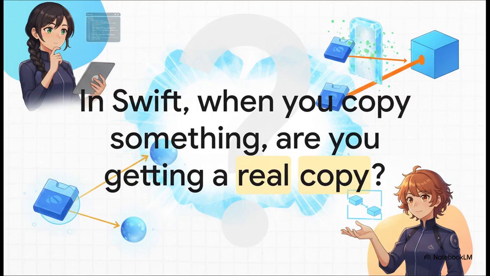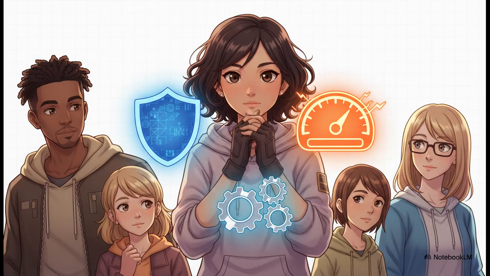In Swift, when you write a line of code to copy something from one variable to another, are you really getting a fresh copy, a true independent duplicate? Or is something a little sneakier happening under the hood? Well, the answer is, it totally depends.